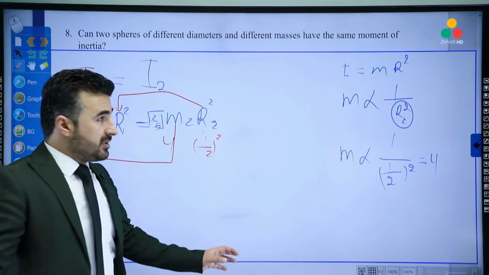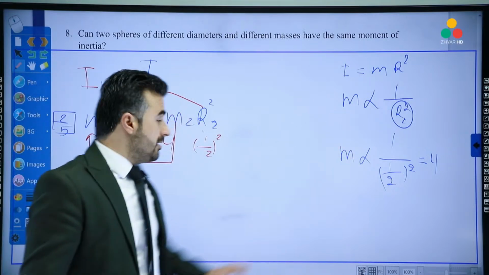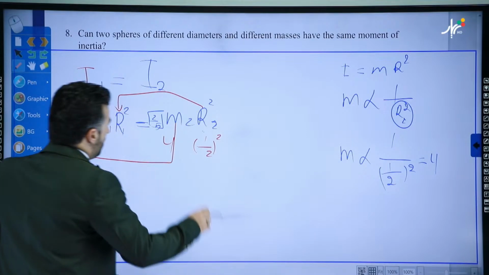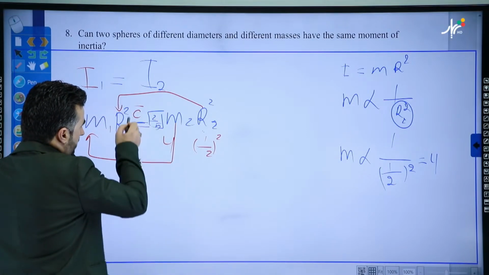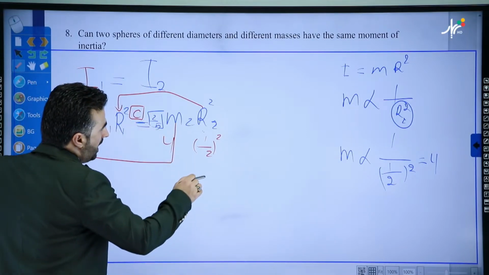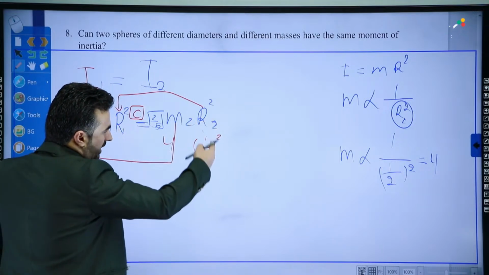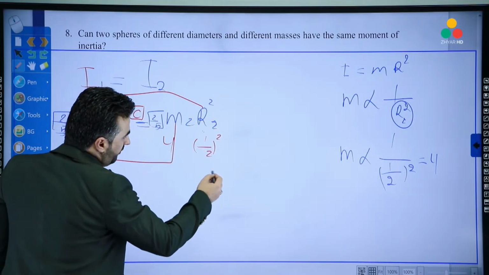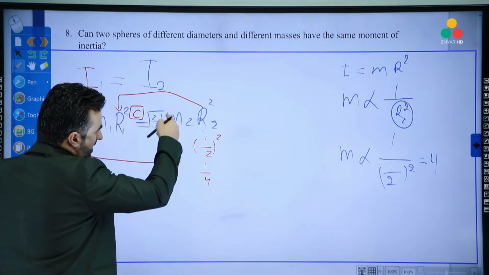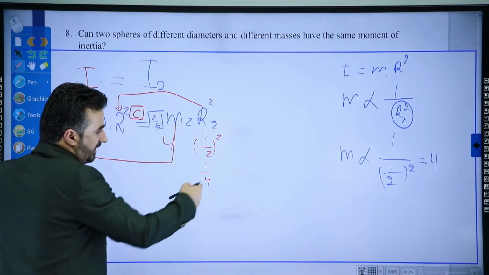Or another way, something very simple, you might not need even those parts. You do know that, for example, to get a constant in here from both sides, if this radius is half, 1 over 2 squared, you'll get 1 over 4. So the mass has to be bigger by a factor of 4 so that it can cancel the effect of this.